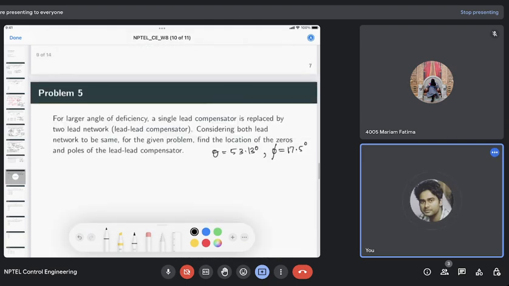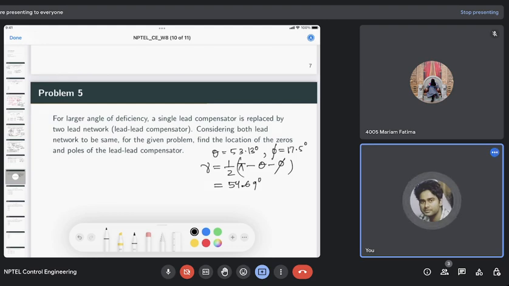So using this formula we can compute this gamma. Gamma is simply half of pi minus theta minus phi. So gamma will be 180 degrees minus theta, which is 53.13, minus phi, which is 17.5, divided by 2. This equals 54.6 degrees. So this is the angle each lead compensator should provide now.